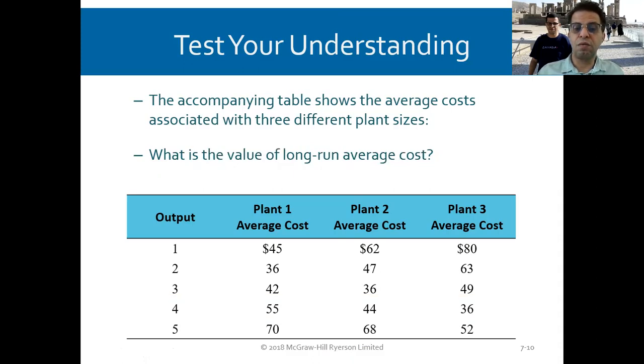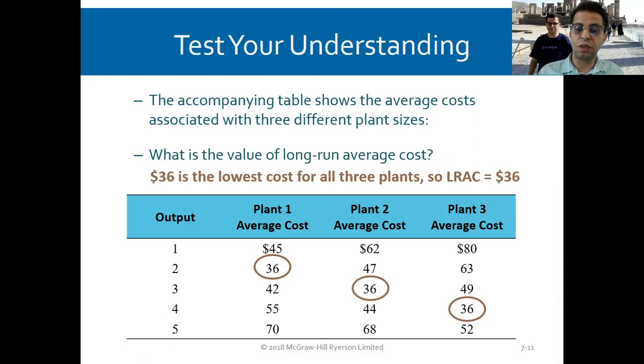Now the table shows the average cost associated with the three different plant sizes. What is the value of the long run average cost? We notice that the lowest at plant one is $36. So they will produce only two outputs. Plant two, they will produce three, and plant three, they produce 36 at 4 units. So the long run average cost is $36.